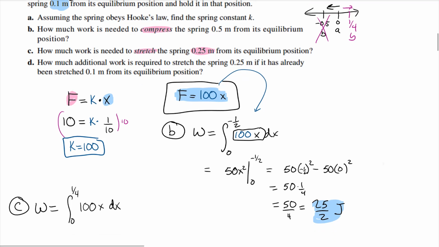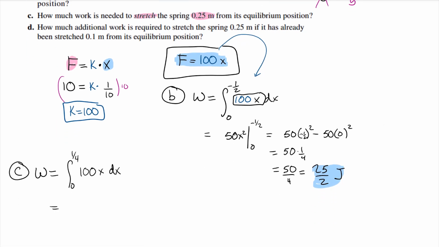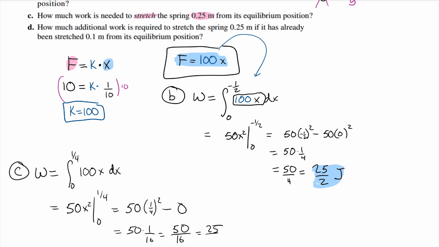dx. And what's dope is we already know the antiderivative, don't we? It's 50x squared from 0 to 1/4. So we get 50 times 1/4 squared minus 0. Sorry, I'm just writing that in. So we get 50 times 1/16, or 25/8 joules.